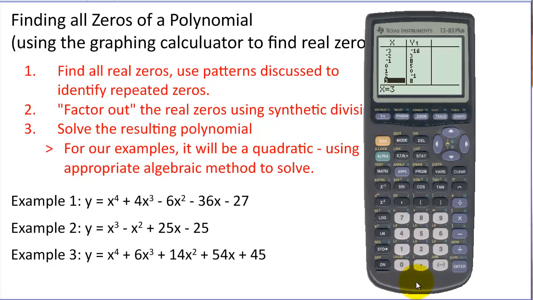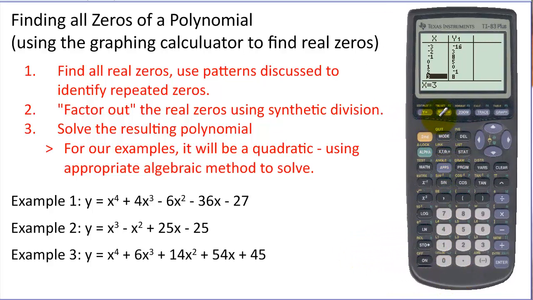Now we're going to tie together here a number of things. We're going to tie together what we did in synthetic division. We're going to tie together what we've learned in this video regarding zeros. And our objective is to find all the zeros of a polynomial. Now the graphing calculator can only find real zeros. So if a polynomial only has real zeros, we'll be able to find them using just the graphing calculator.